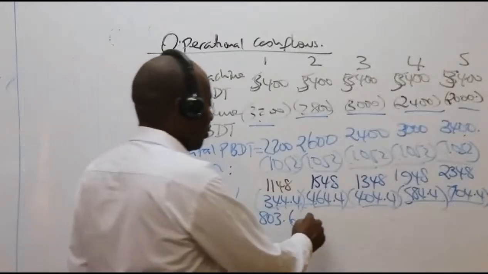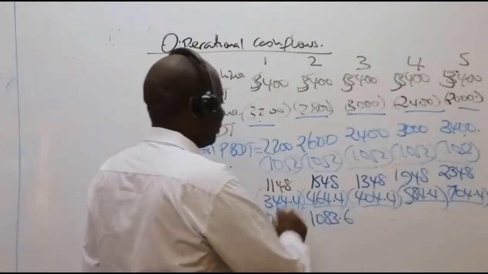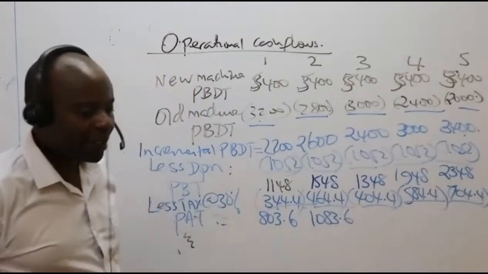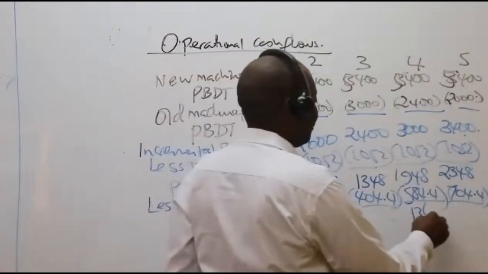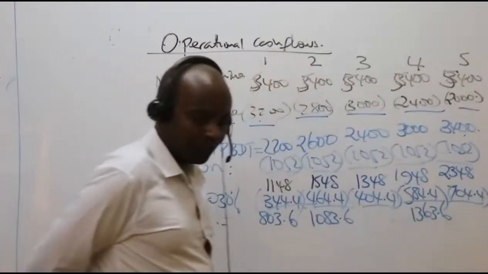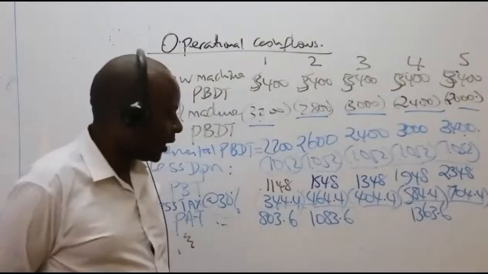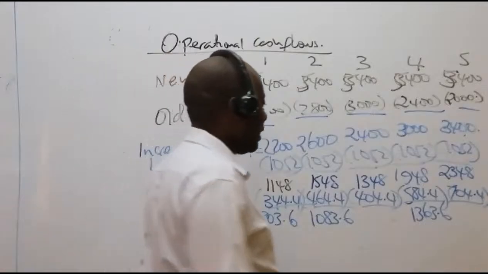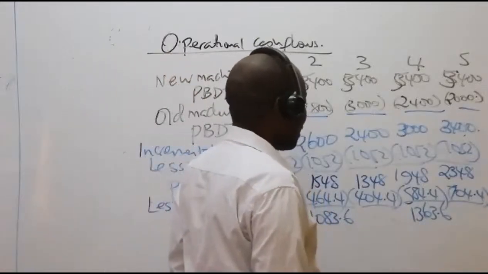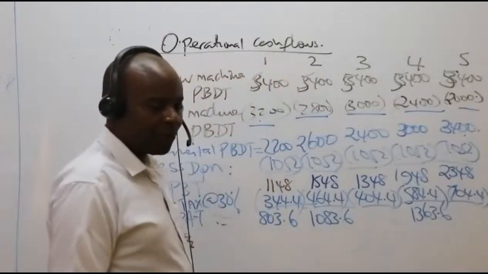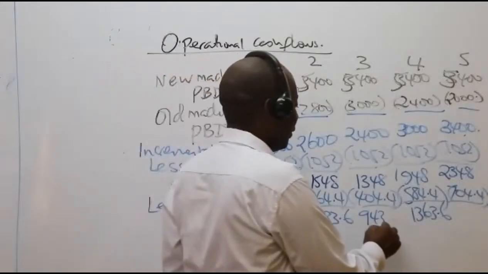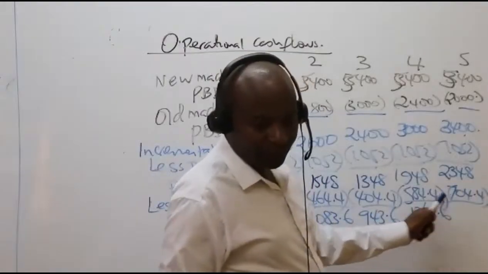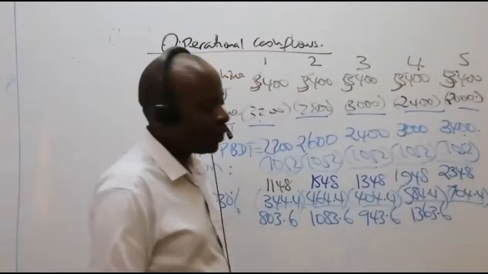1083.6. Fourth, 1363.6. 1083, no, that I have. 1643.6. Nope. 943.6. I think the 16 one is here. The last one, 1643.6.